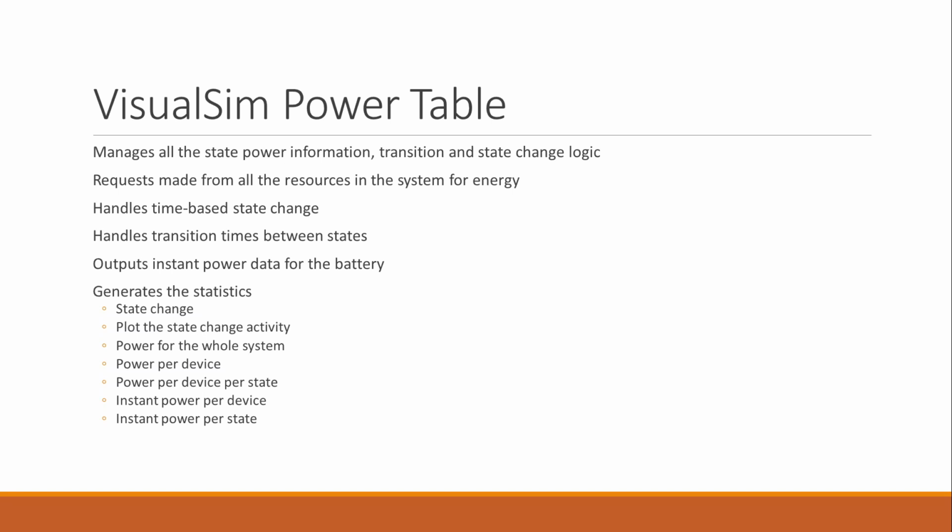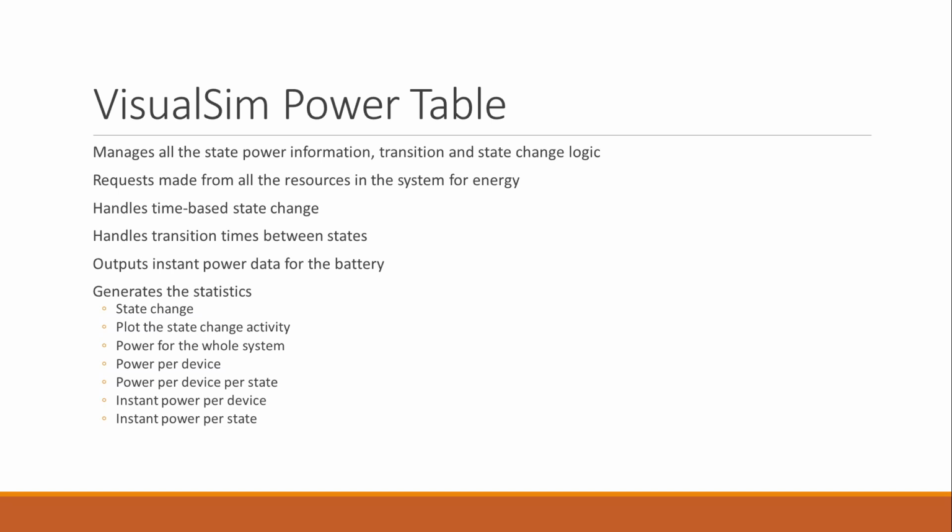How does the power table work? All the different devices in my system, be it processors, memories, buses, interfaces, any custom hardware, FPGAs, motherboards, subsystems like cameras, things like that, all of them are constantly consuming power, and those requests are handed over to the power table, which maintains all the information on how much power is being consumed by the device. Everything is time-based, so you can see what is happening over time, not just at a particular instance in time. As I said, it handles the transition time between states.